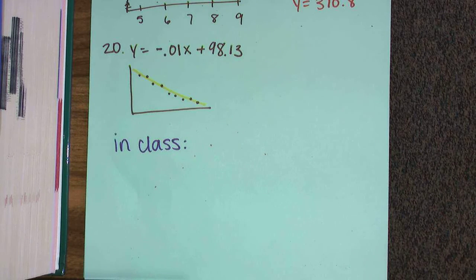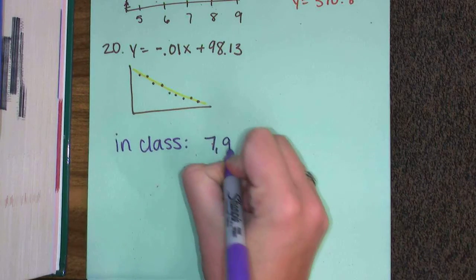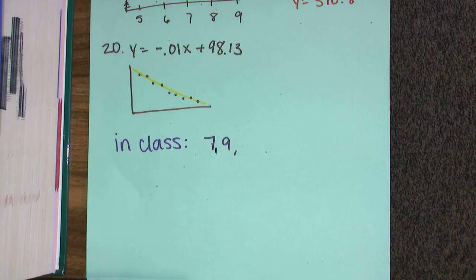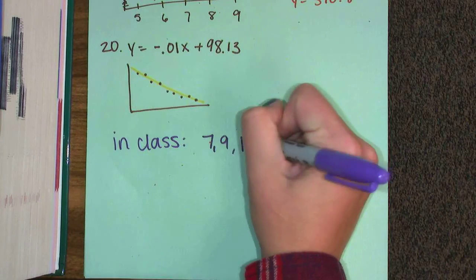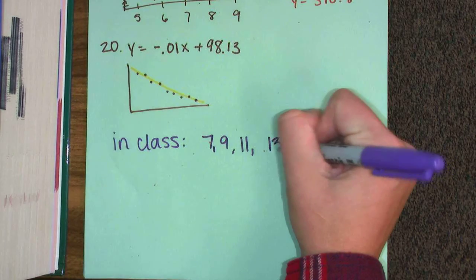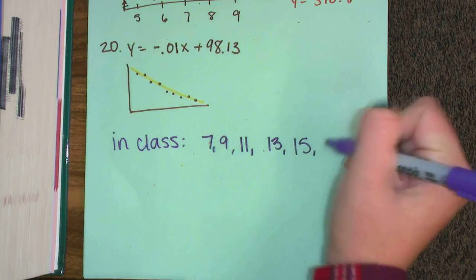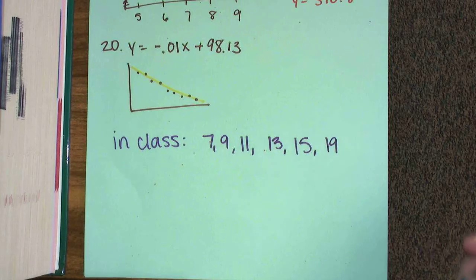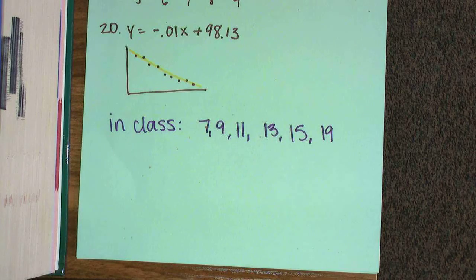Let's see. We did 3 through 5 in class. I don't know. We did 8, 7, 9. And just to give y'all lots of practice, and since there's a lot of time, I am going to have you guys do all of these ones, because you should have more than enough time to get them done. 7, 9, 11, 13, 15, and 19 due tomorrow.